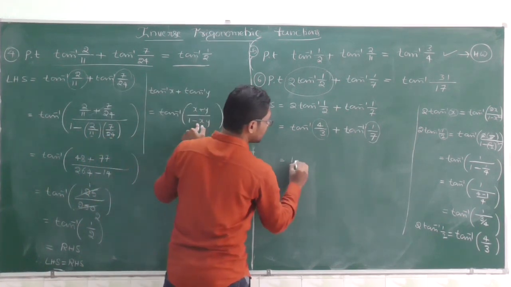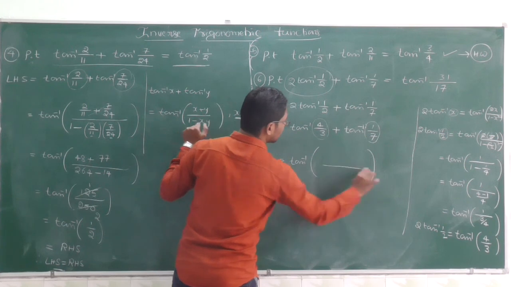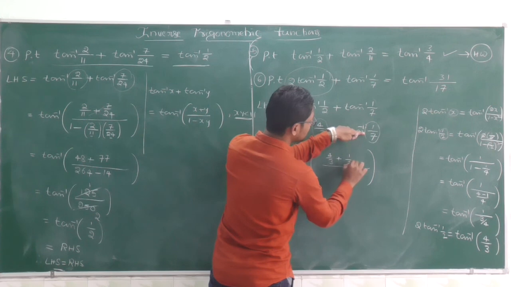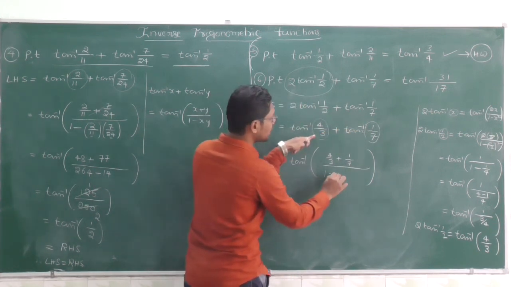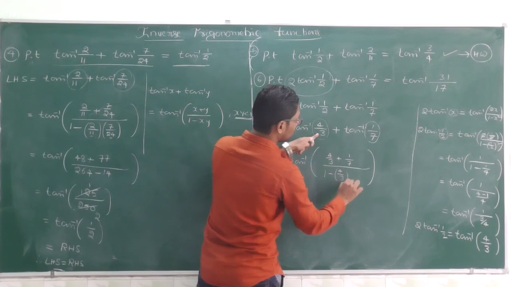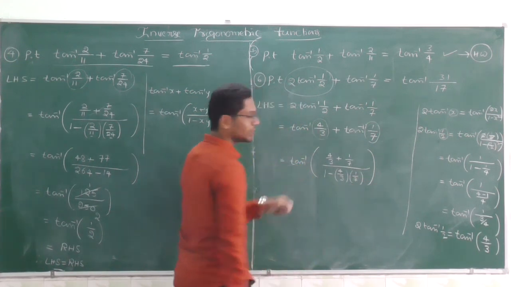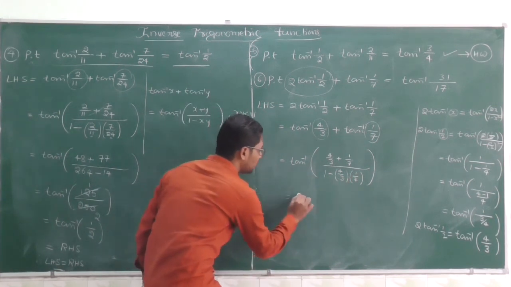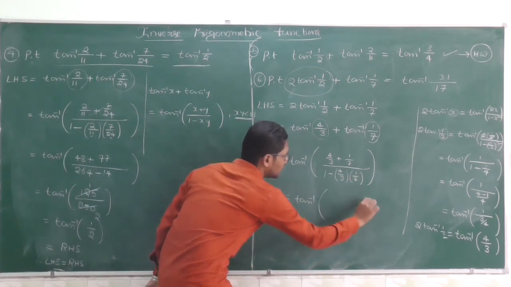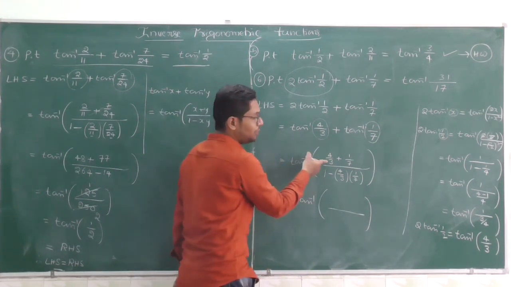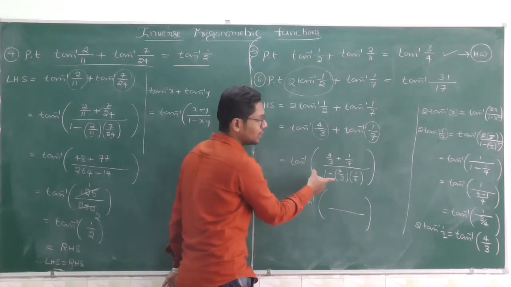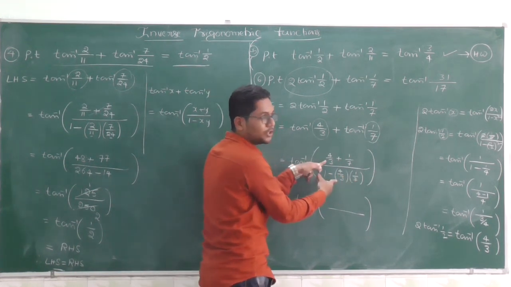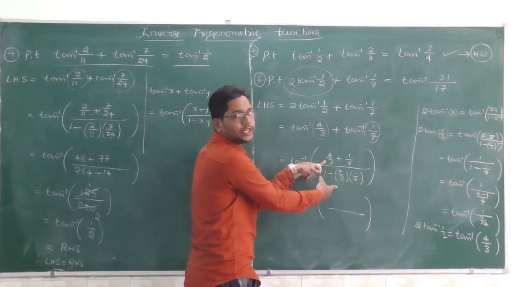Tan inverse of x plus y, x is 4 by 3 plus y is 1 by 7, divided by 1 minus xy, 4 by 3 into 1 by 7. Simplify: in the numerator LCM is 3 into 7, 21, and in the denominator LCM is 3 into 7, 21. The numerator LCM and the denominator LCM will get cancelled.